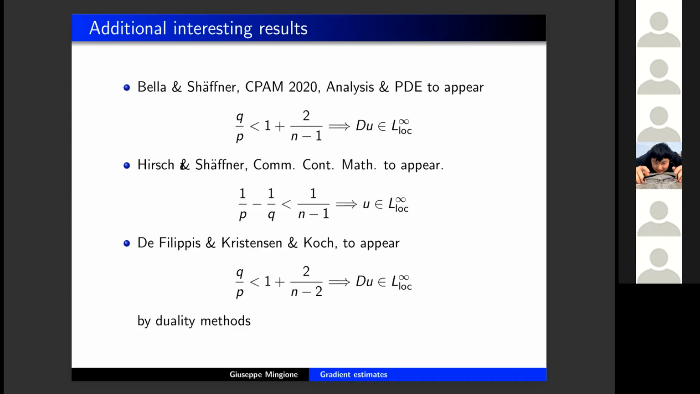Then there's another paper by Hirsch and Schaffner that shows that under only the growth of p,q conditions and under this bound, which is sharp by Marcellini's example, the minimizer is in L infinity. And then there's a very interesting recent paper by De Filippis, Christensen, and Quoc. Then they are able to get these further improved bounds under additional conditions on the conjugate function. And this is done by duality methods. The preprint should be out very soon.